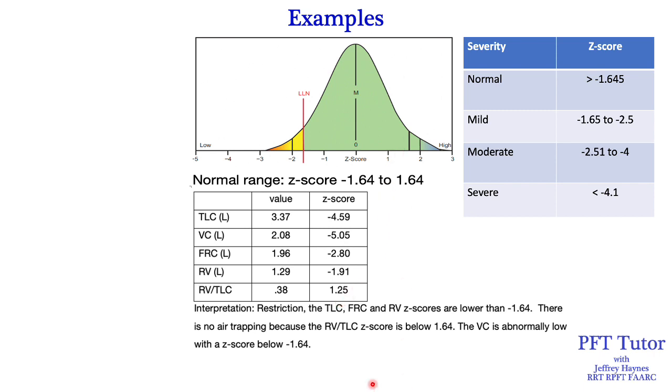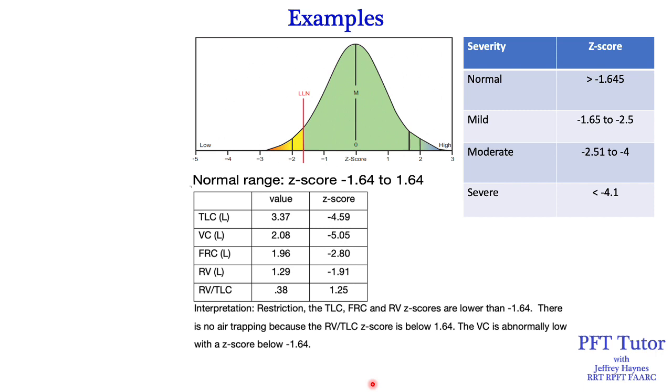So the interpretation on this example is restriction. The TLC, the FRC, and the RV z-scores are lower than minus 1.64. There is no air trapping because the RV to TLC z-score is below positive 1.64, and the vital capacity is abnormally low with a z-score below minus 1.64.